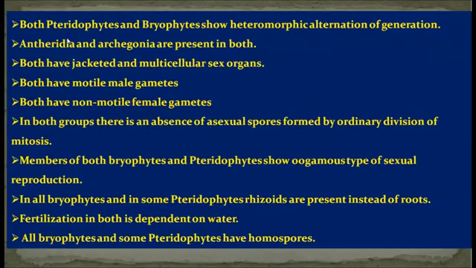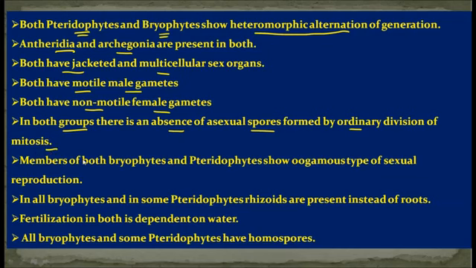All right. So in summary, we have seen the 10 similarities between the pteridophytes and the bryophytes. Both the pteridophytes and bryophytes show heteromorphic alternation of generation. Then antheridia and archegonia are present in both. Then both have jacketed and multicellular sex organs. Then both have motile male gametes. Then both have non-motile female gametes. In both the groups, there is absence of asexual spores formed by the ordinary division of mitosis.